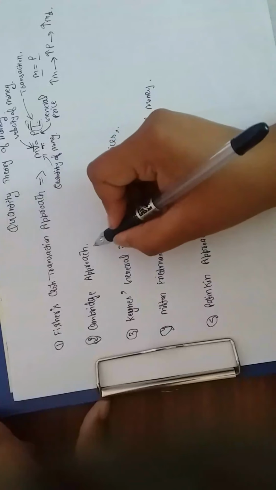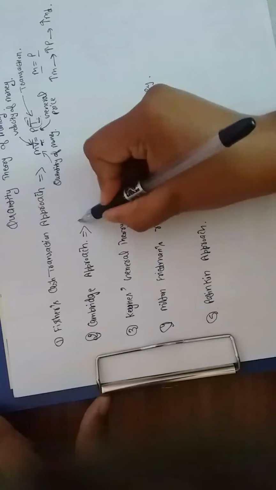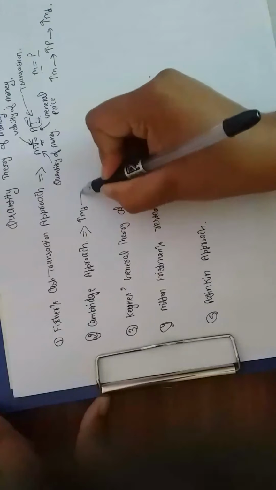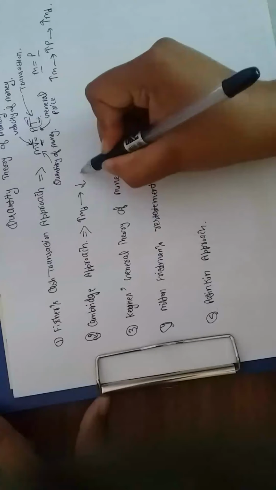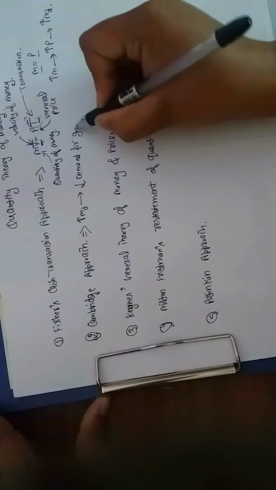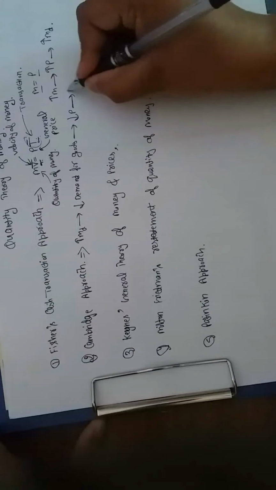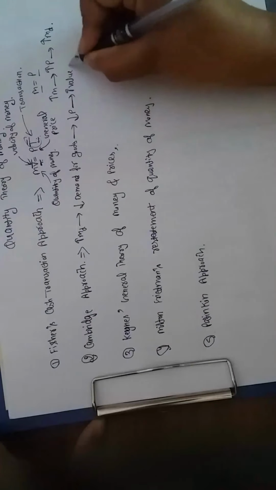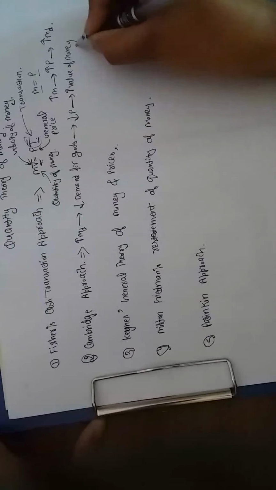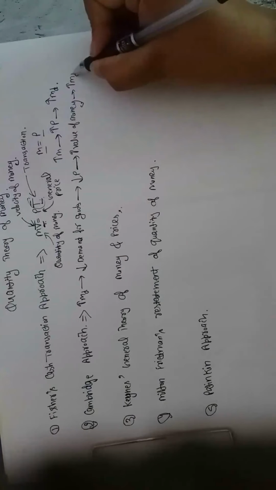Next, we will see Cambridge approach. According to Cambridge approach, increase in money demand leads to decrease in demand for goods, that leads to decrease in price, that leads to increase in value of money. Due to increase in value of money, this leads to increase in money demand.